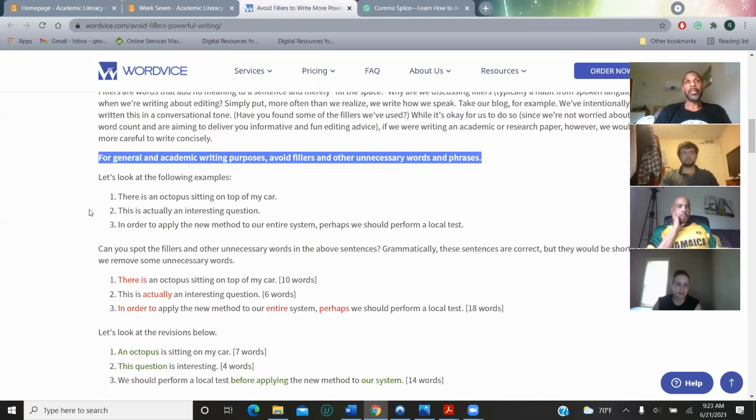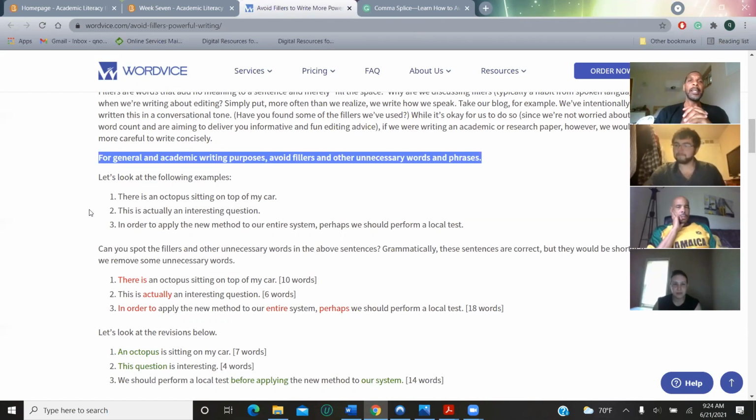In order to apply the new method to our entire system, perhaps we should perform a local test. Okay. Now, nothing wrong with these sentences. They check out from a mechanics and grammar standpoint, but sometimes when we're revising, or even more specifically when we're editing, we can ask ourselves, can I use fewer words to communicate the same point? Now, that's not to say sometimes you'll need a full-on explanation.